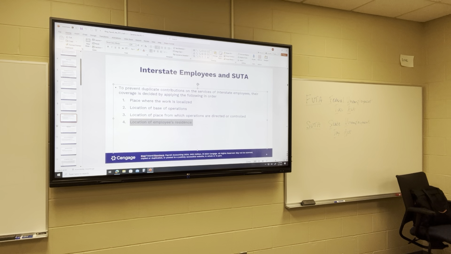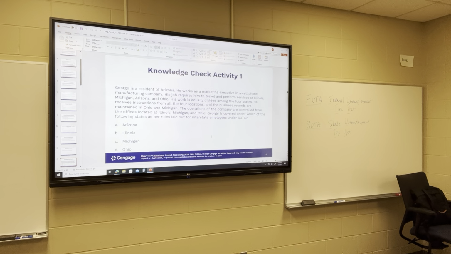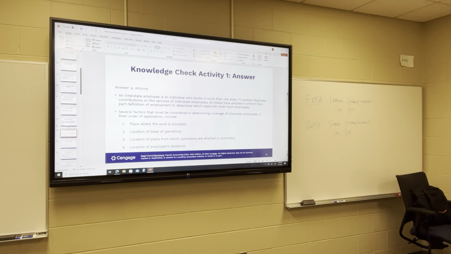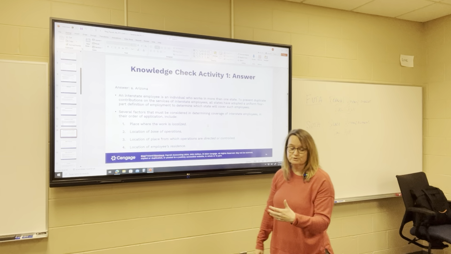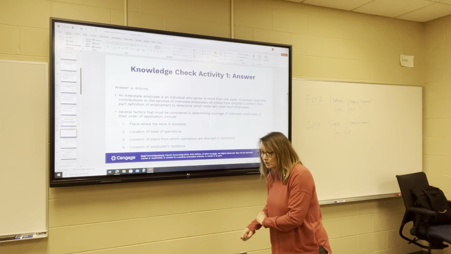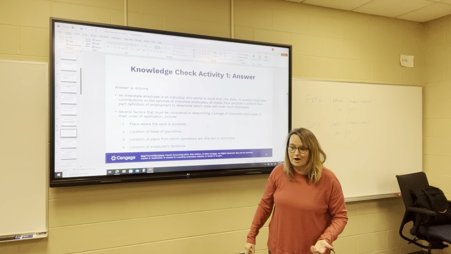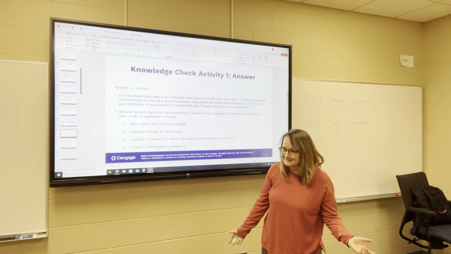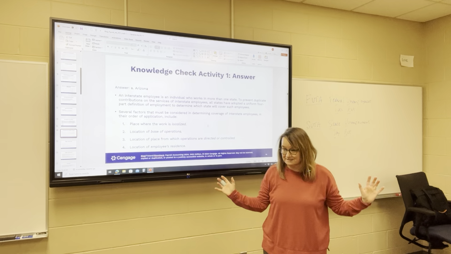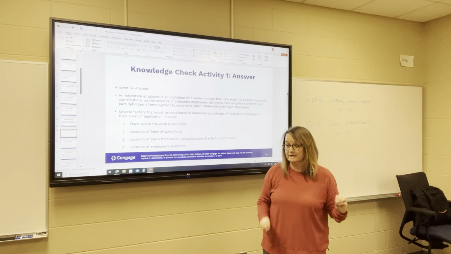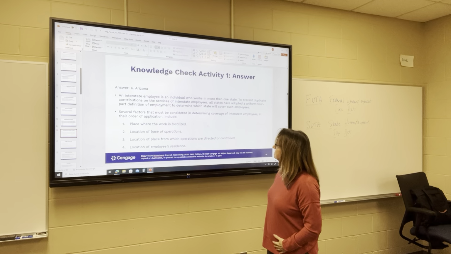The last thing we've got is the location of the employee's residence. He is a resident of Arizona. So that's what we are left with. He's in Arizona, so that's where they're going to pay their unemployment taxes and be subject to those SUDA laws. With regard to George, George might be one of 1,500 employees. So you have to determine this for each of those employees if you've got a multi-state company and employees working in different locations, right?